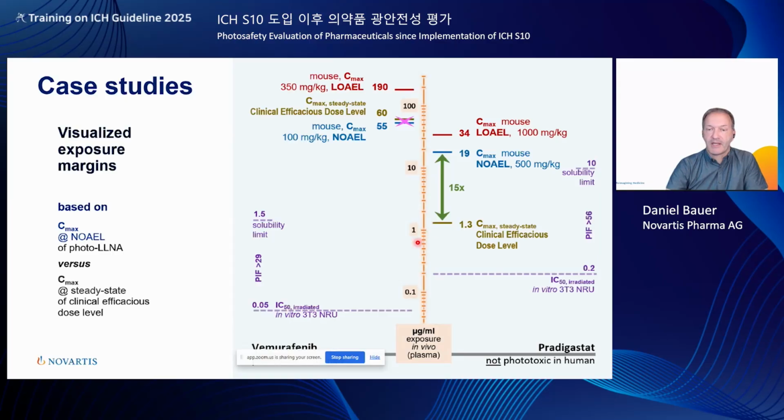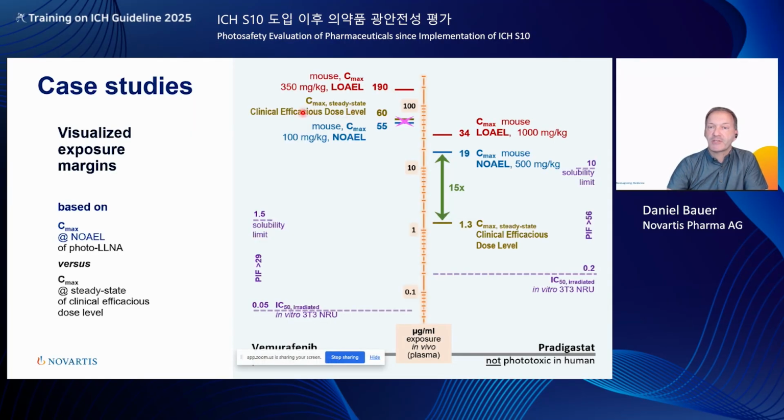On the left-hand side, with vemurafenib, which is phototoxic in patients, you see the NOAL in mice at a dose of 100 gives a Cmax exposure of 55. The clinical dose was slightly above this NOAL in mice. It was roughly 60. And the next dose in animals, at 350 mg per kg, was clearly phototoxic.